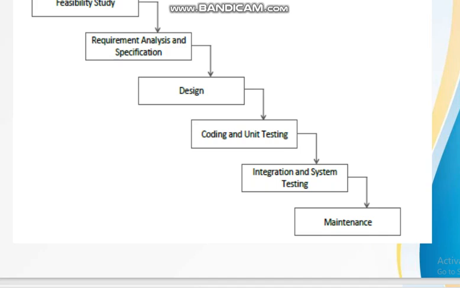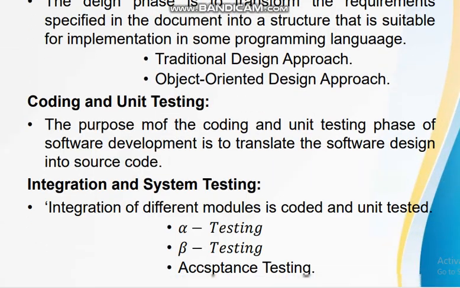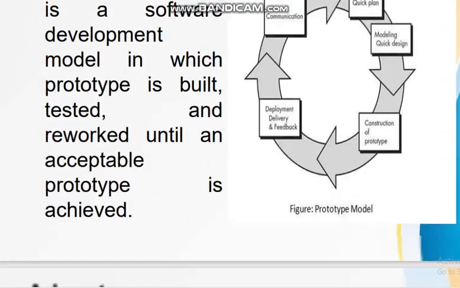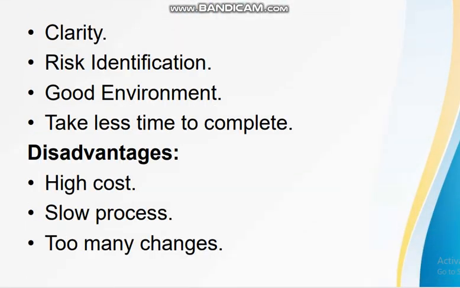Another is coding and unit testing. In unit testing, we test the different modules only. Integration and system testing is when we connect all the modules, and this is called system testing. The next is maintenance. So all this is about the waterfall model. There are advantages also. We can identify the risk here, and it has a good environment, but the cost is very high and the process is slow. This is the basic information about software engineering.